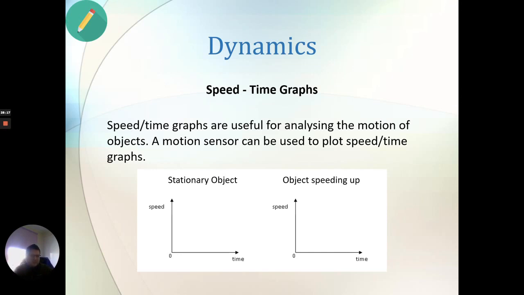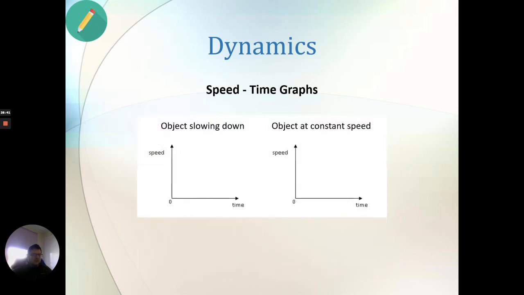A stationary object will still give you that flat line along the bottom, telling you that it is not travelling anywhere as time is moving along. If it's speeding up, the line is going to have a positive gradient, linking into some maths there. If the object's slowing down, it would have a negative gradient. And if the object has a constant speed, it's sitting completely flat.